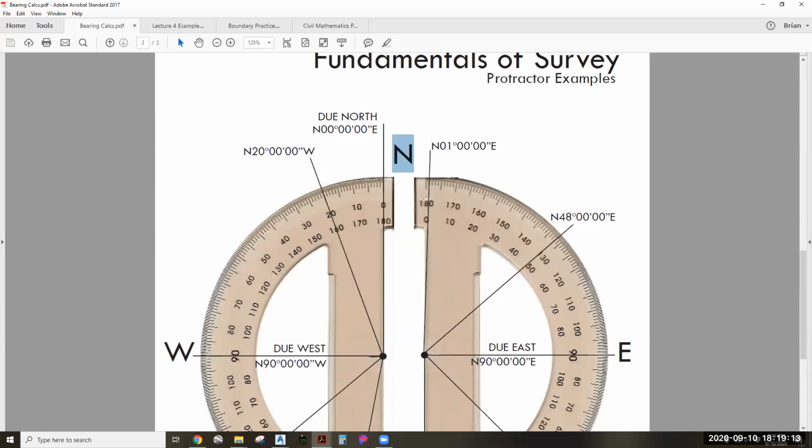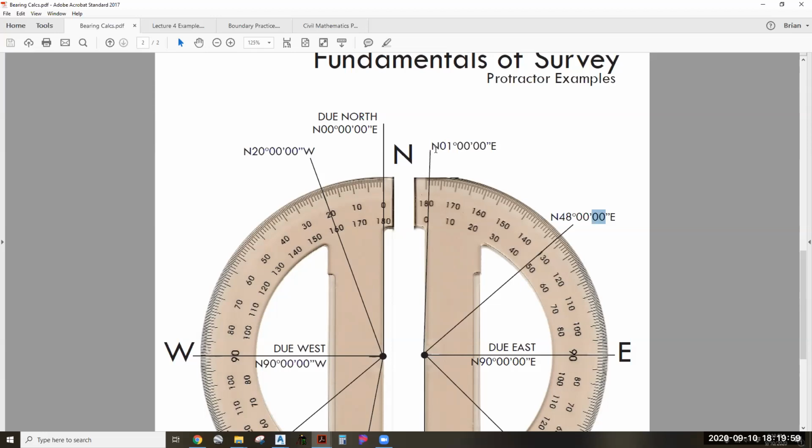If I start at 0, which is the vertical line here, and I fall down here, I'm looking at these lower numbers just to make sense. It comes at 45, 46, 47, 48. So this would be north 48 degrees, and we're just assuming that it's exactly on it, 0 minutes, 0 seconds east. We always want that type of notation: 2 places for degrees, 2 places for minutes, and 2 places for seconds.